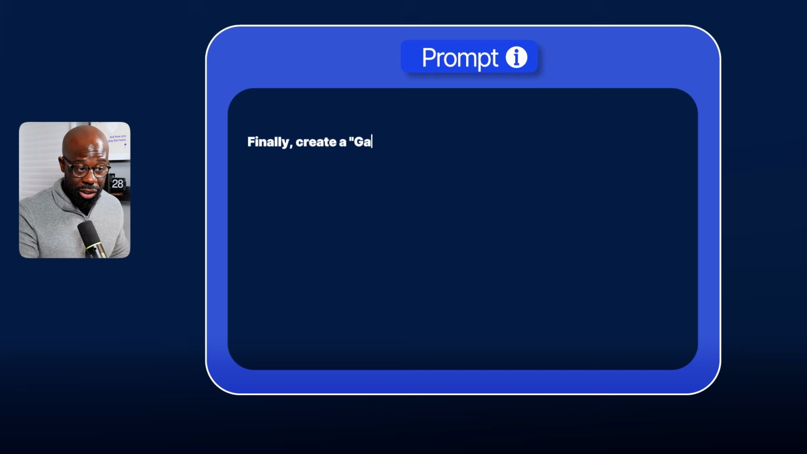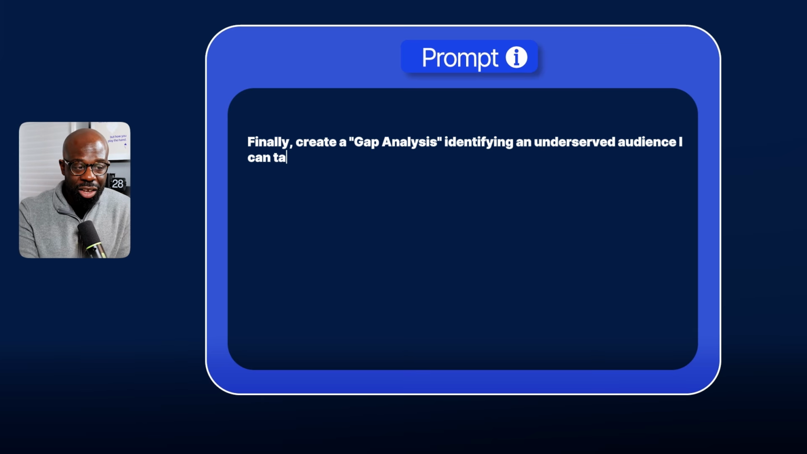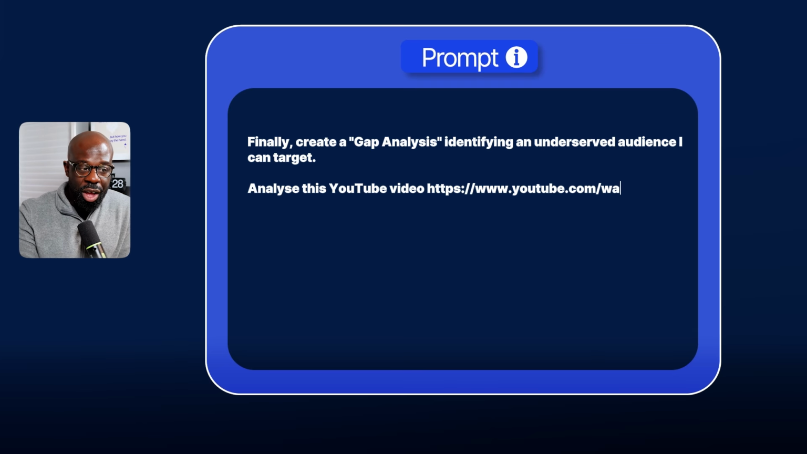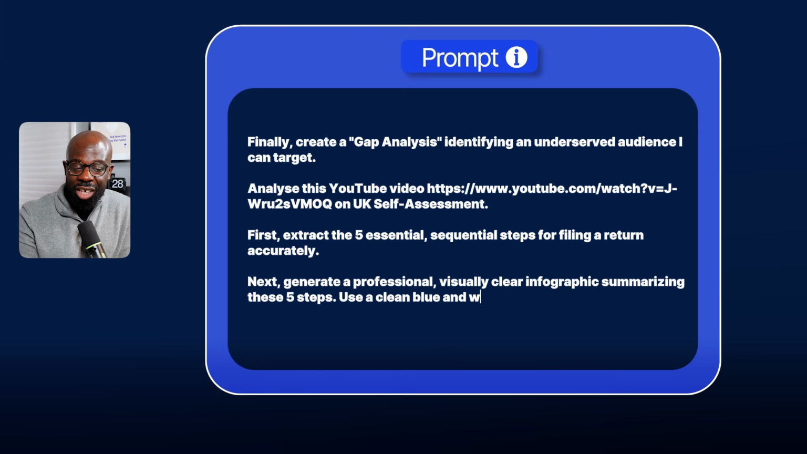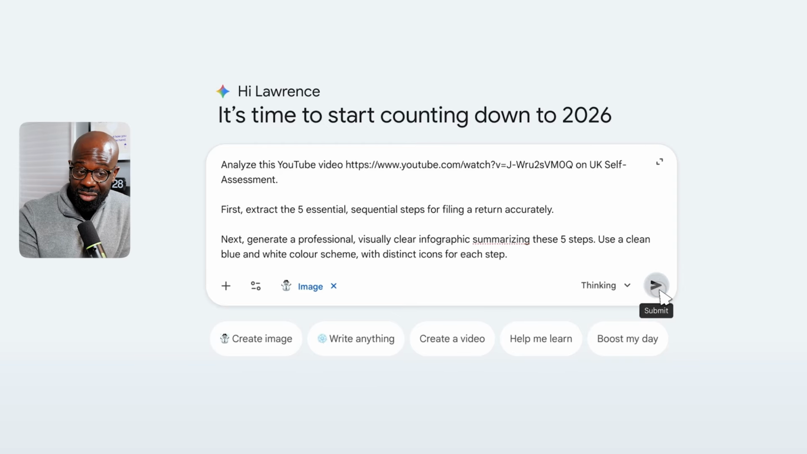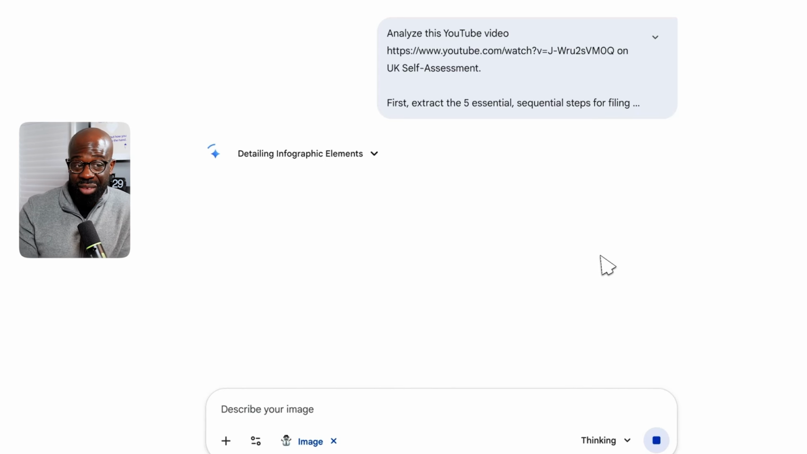I'm going to put this prompt in and I've asked it to analyze this YouTube video. First, extract the 5 essential steps for filing a return accurately. Next, generate a professional, visually clear infographic summarizing these 5 steps. Use a clean blue and white color scheme with distinct icons for each step. And then I just hit return. That video might be 20 minutes, but my clients are not going to watch that video. So instead, I want to create a simple infographic, and this is what it will do.